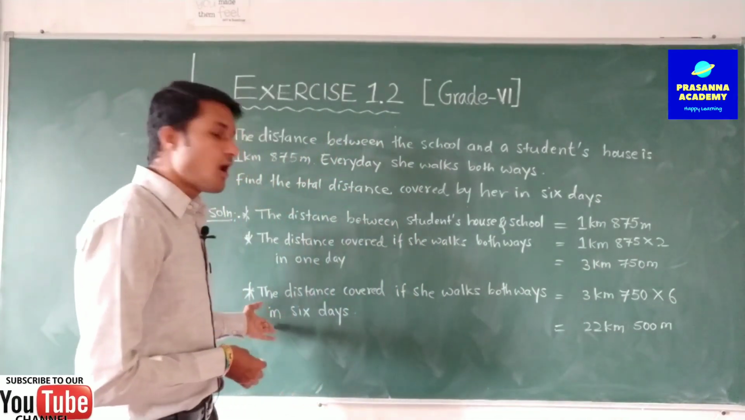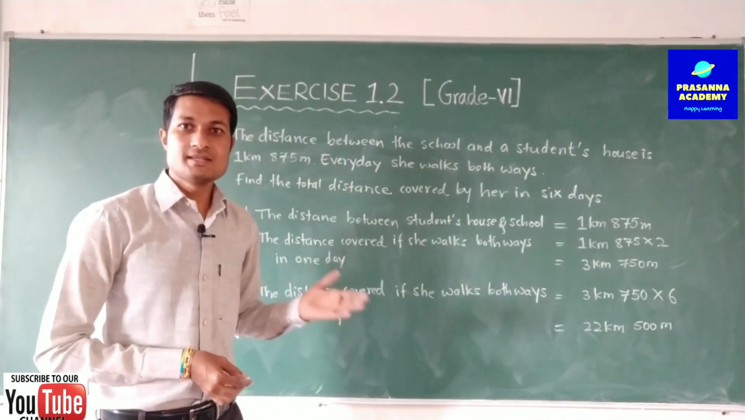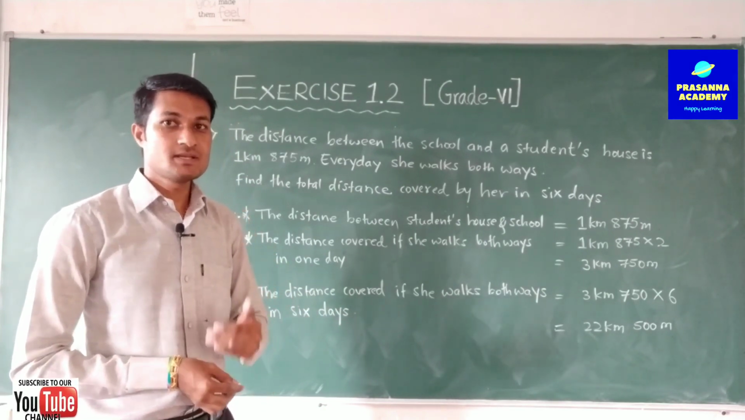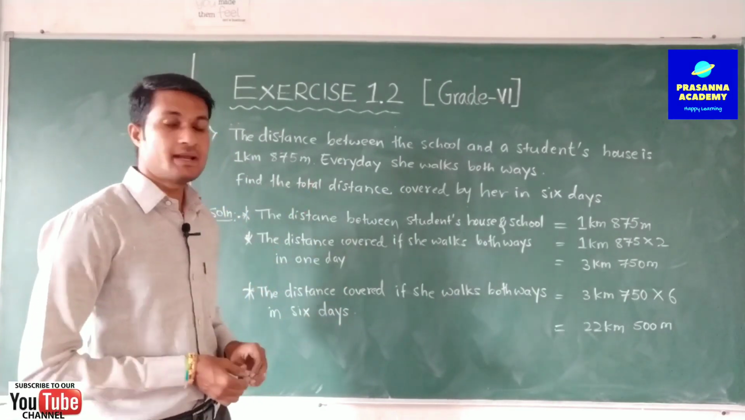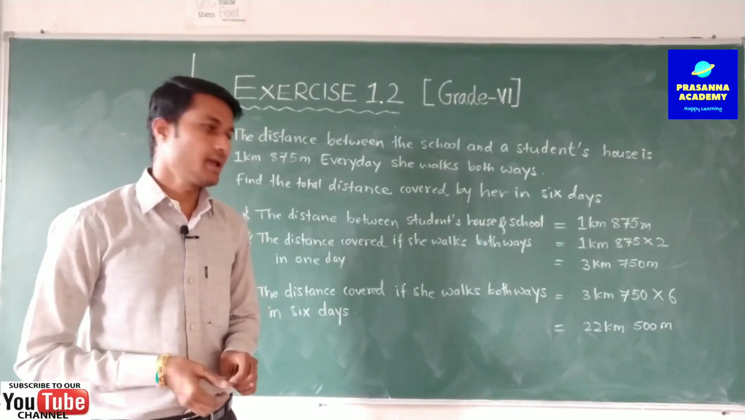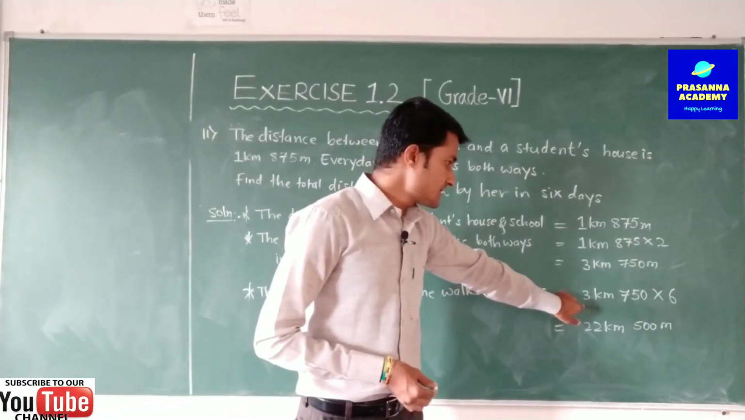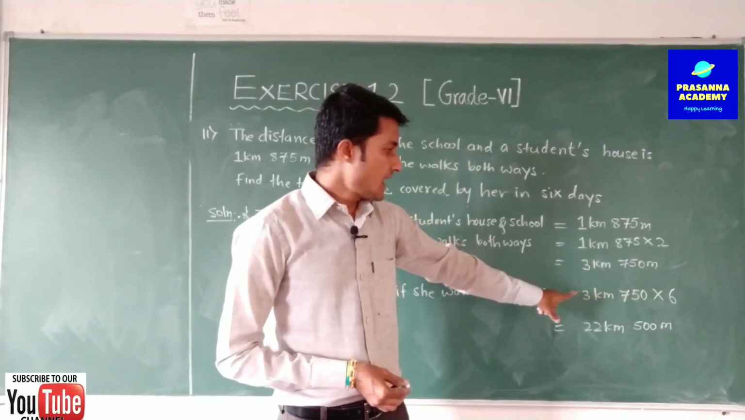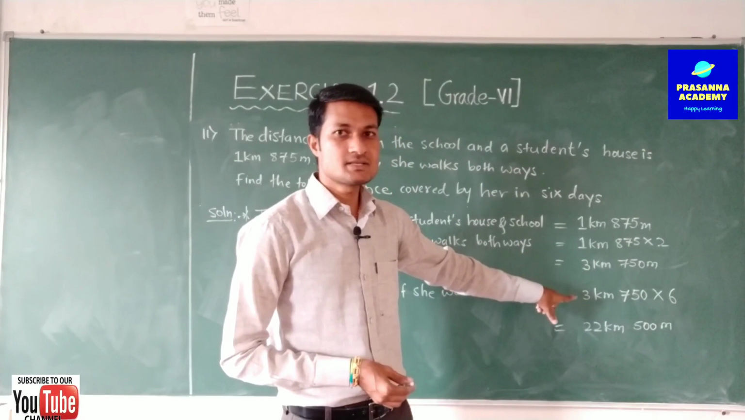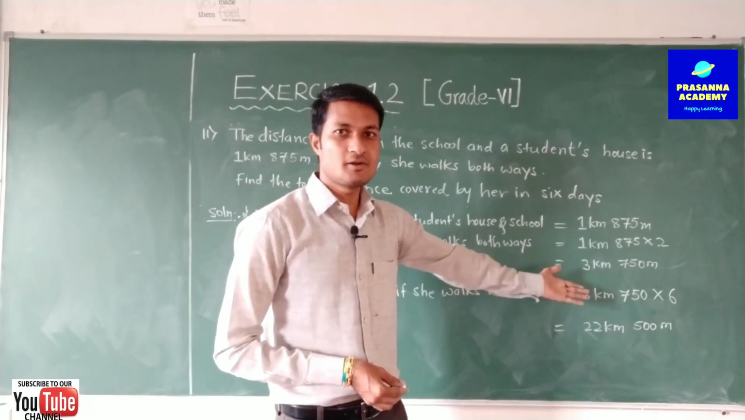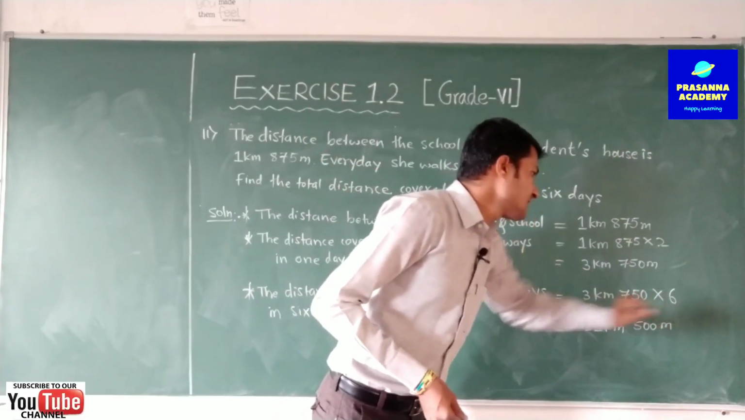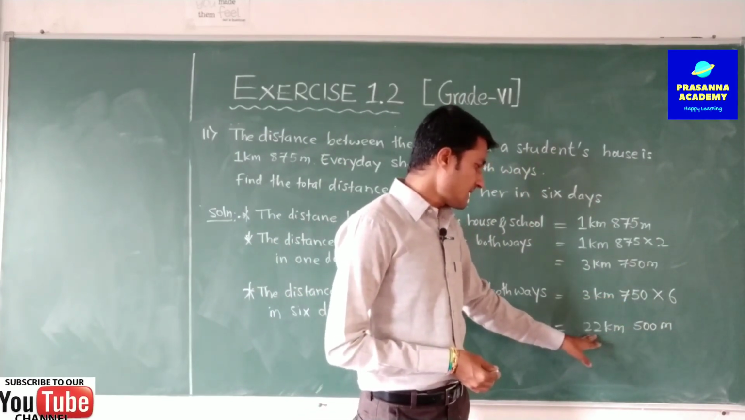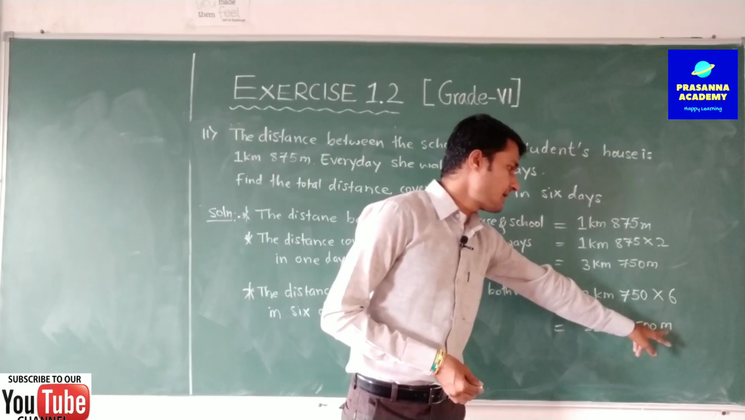Now let us find out how much distance she will cover in 6 days if she walks both ways, covering 1 kilometer 875 meter in one day. That is, 3 kilometer 750 meter is the distance she covers in one day, and we need to find out how much distance she will cover in 6 days. That's why we need to multiply here by 6. Once we multiply by 6, we get the product as 22 kilometer 500 meter.